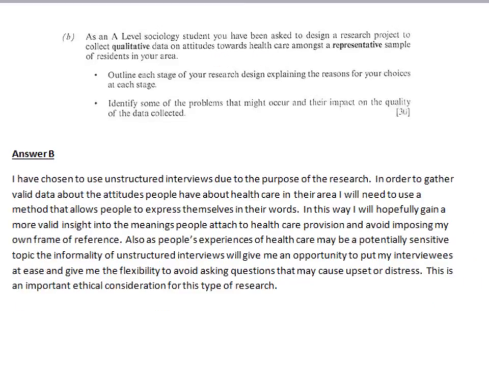Whereas if you hit the pause button and read through this second answer, you'll see that again there's good knowledge of unstructured interviews, but in this instance it's much more closely related to the topic in the examination question. So answer B, I think, is a lot more effective than answer A because the knowledge is really closely linked to the purpose of the research, and that's what examiners are looking for.